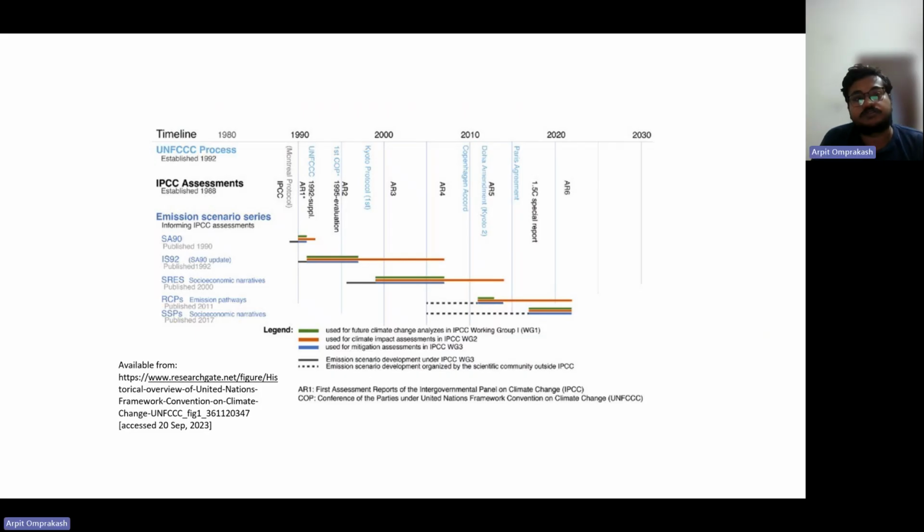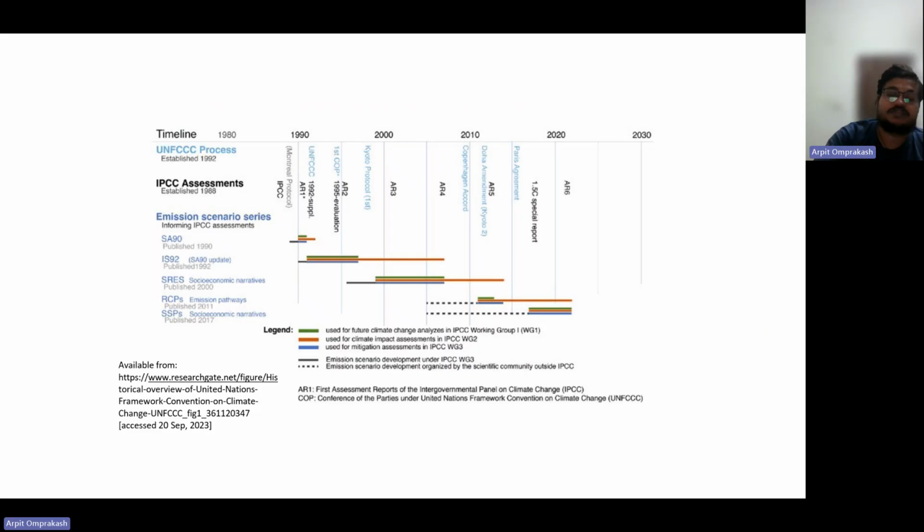So the UN has this body called UNFCCC, which is the United Nations Framework Convention on Climate Change. Right. So these IPCC assessments that we talked about are things that they carry out. Then they have these different emission scenario series, which they used to predict future climate and so on and so forth.